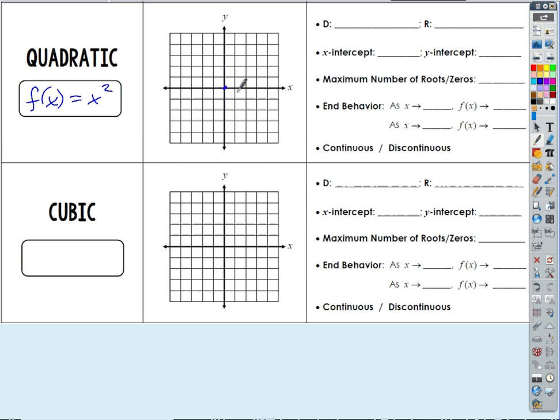If I go 1 to the right, how far up would I go? 1. If I go 2 to the right, how far up would I go? 4. Good. If I go 3 to the right, I'd go up 9, and so on. We're not talking about this today, but this is a function, like the absolute value function, that has symmetry, right? I could fold this over the y-axis, and I would create the imprints of the corresponding points on the other side of the graph. And so that's the picture I get.